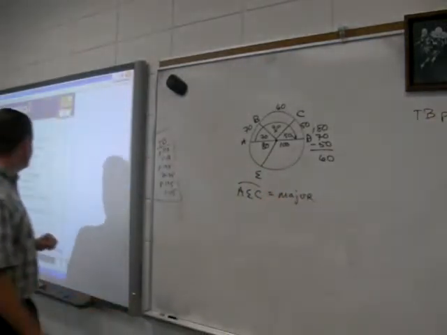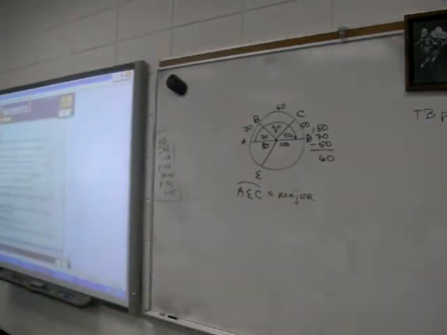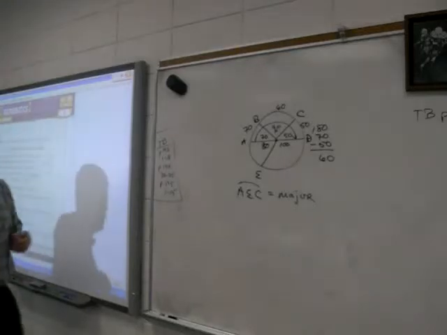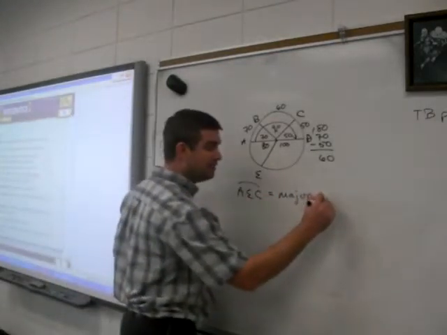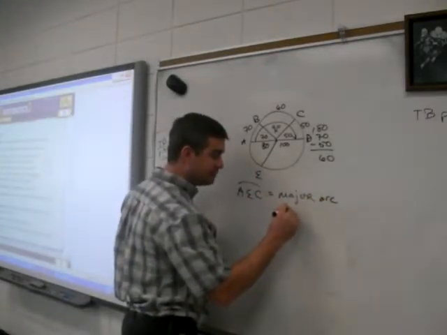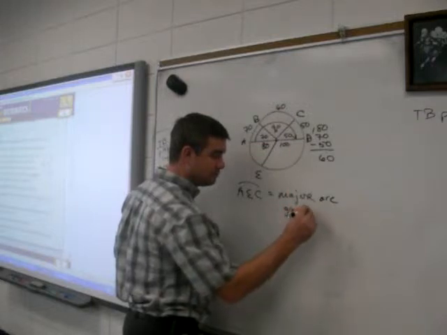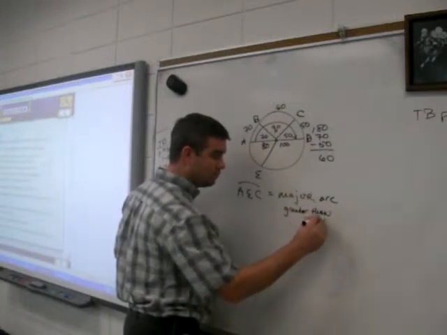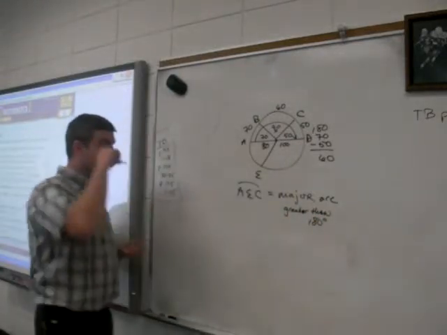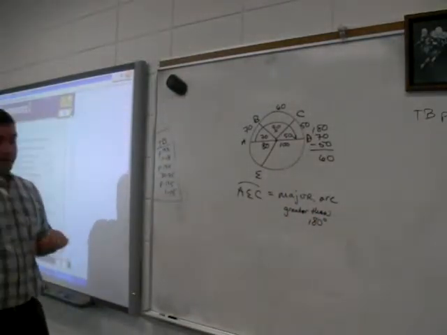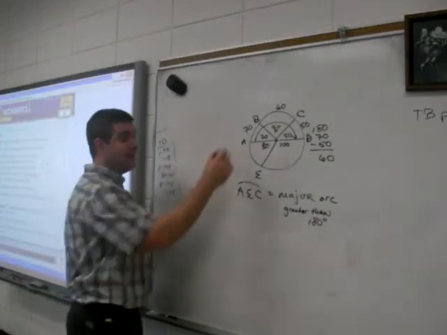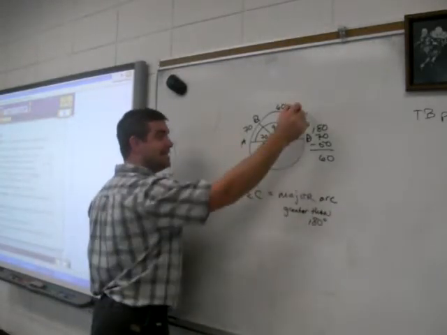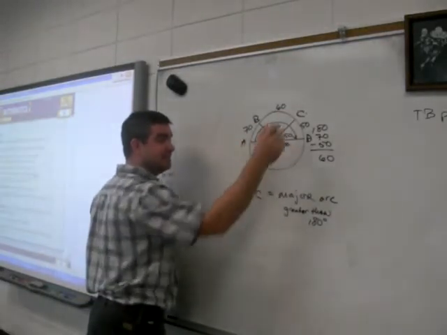What is the definition of a major arc? A major arc with endpoints A and B, it doesn't say it up here, but a major arc is greater than 180. Write that down. A major arc is greater than 180 degrees. Notice the 3 letters. AEC tells me I'm doing this, this, and this.